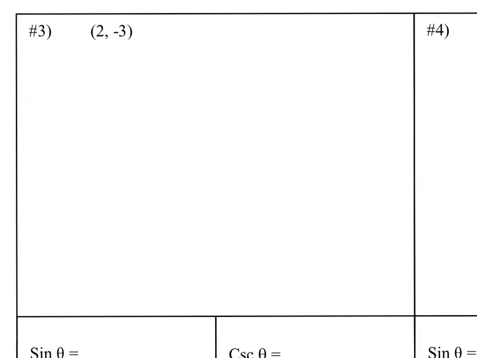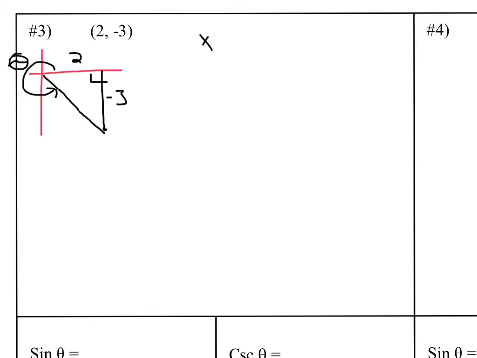Number 3, we have the ordered pair 2, negative 3. It's going to be in quadrant 4. We went to the right 2, and we went down 3. We don't know what r is. To figure out what r is, we're going to use the Pythagorean theorem. A leg squared plus a leg squared equals a hypotenuse squared. X is 2. Y is negative 3.